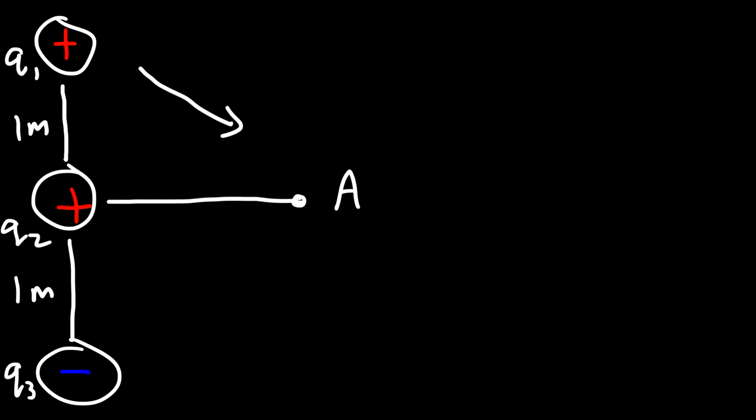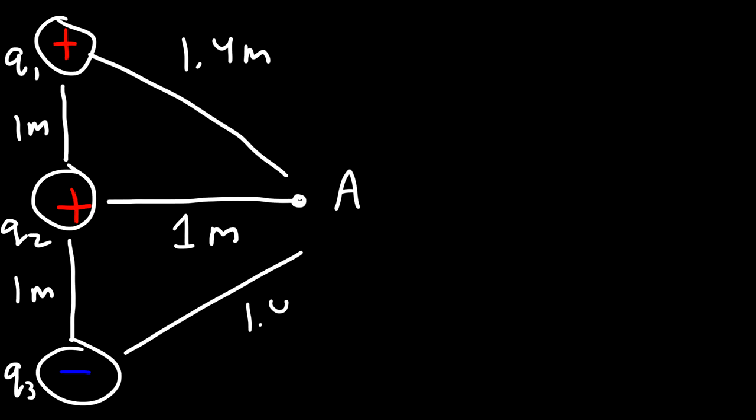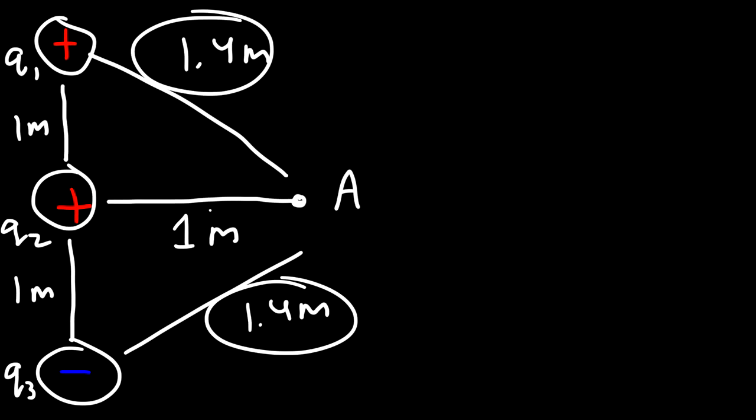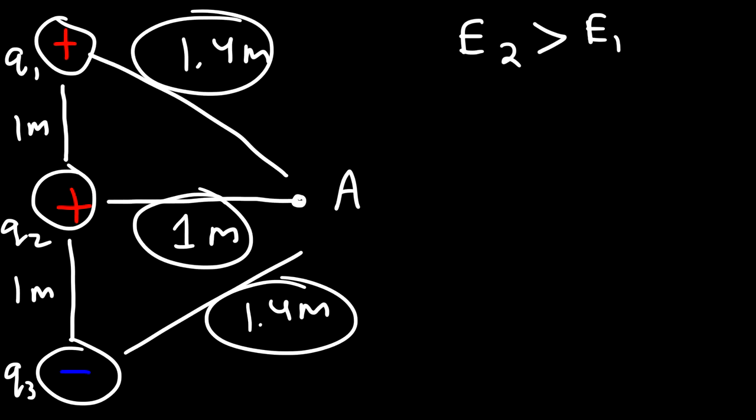In terms of distances, let's say that the distance between Q2 and A is 1 meter. This is going to be about 1.4 meters, and this is going to be 1.4 meters. So the electric field vectors for those two should be the same. But this one, because the distance is the shortest, is going to have the greatest electric field. So E2 is greater than E1 in terms of magnitude, and E1 and E3 have the same magnitude.